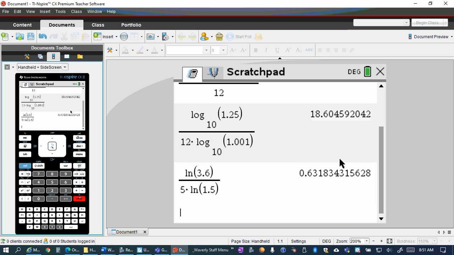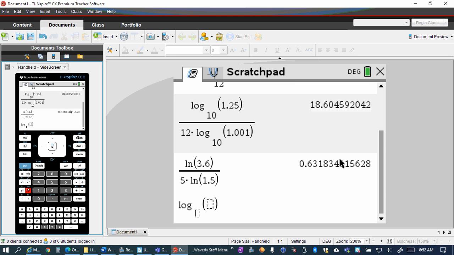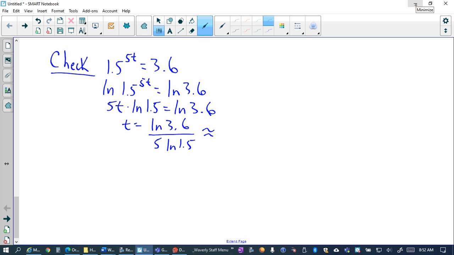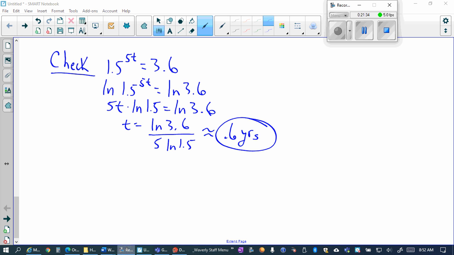See if this gets us. So about 0.6 years. And you would have gotten the same. Let's do a regular log. Let's try log base 10 of 3.6 divided by, parentheses, 5 times log base 10 of 1.5. Should come out the same if I entered it right. Still 0.6, so either log. So it equals approximately 0.6 years. Again, I'm assuming they were in years. I didn't really say.